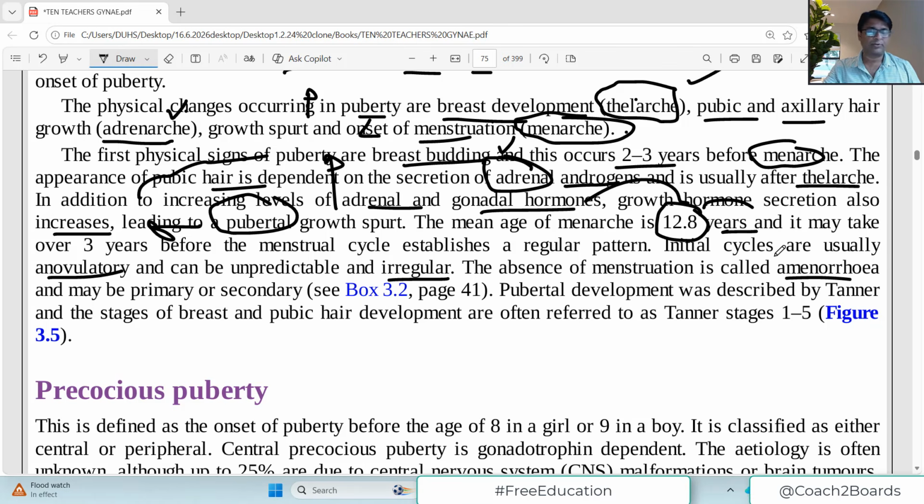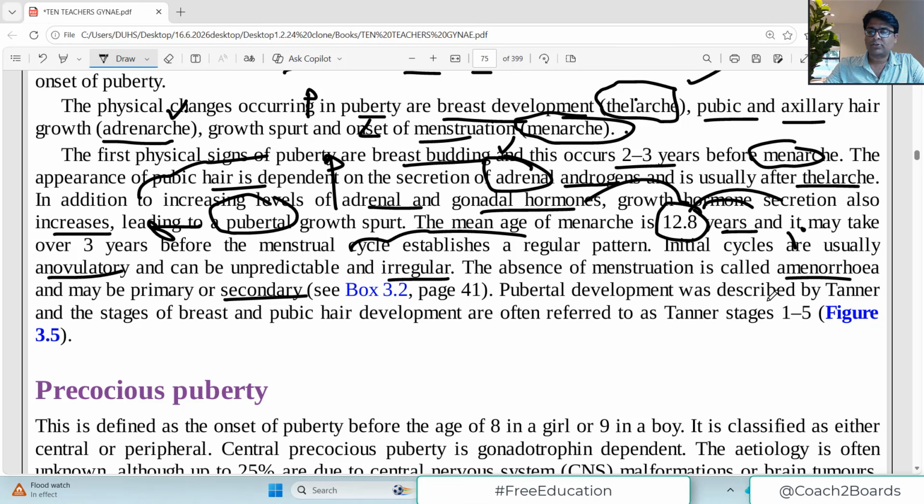So, in a female who has reached the age of menarche or actually bypassed it and has no signs and symptoms of any menstrual periods, that is called primary amenorrhea. And secondary amenorrhea is when the menstrual cycle has started but then stopped.